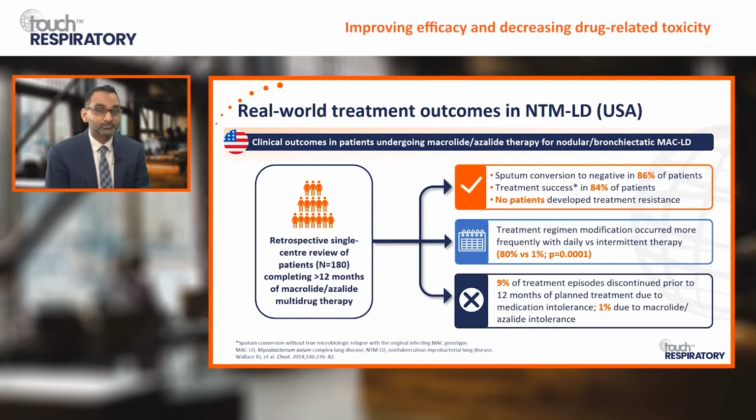And some real-world treatment outcomes were reported. For example, in North America, there was a retrospective single-center review of close to 200 patients completing more than 12 months of a macrolide-based NTM lung disease regimen. Sputum conversion in these patients occurred in over 80%, and treatment success was also over 80%. And no patients developed treatment resistance in this particular study.